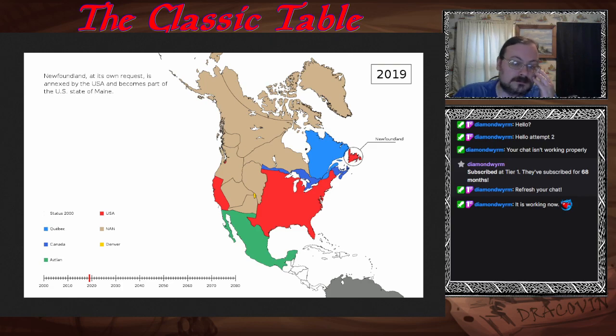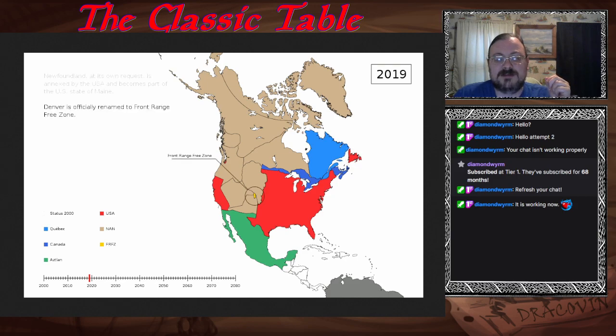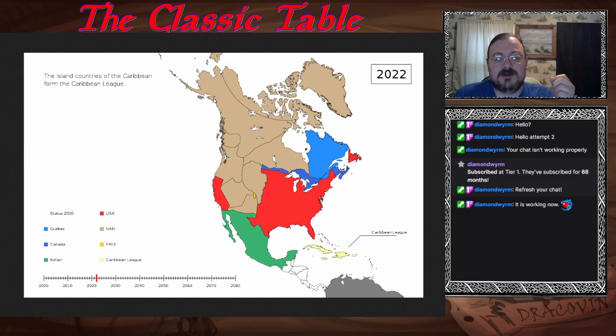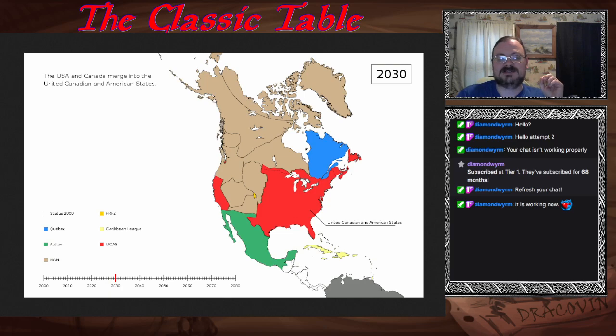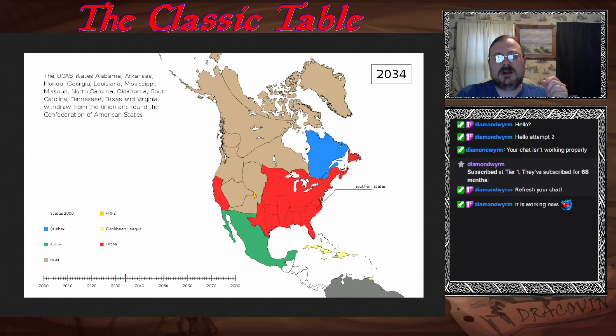So you can see Newfoundland breaking away there, and this was before Canada joined with the U.S., the Caribbean League forming their own nation. Again, this is a great time lapse, I think. This shows a lot of the changes and problems that have happened over the last 75 years. There's the Canadian merger. There's the Confederation of American States breaking away.